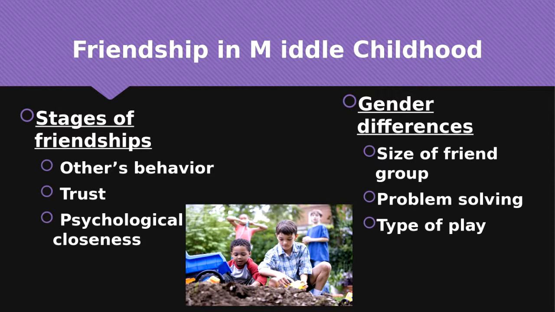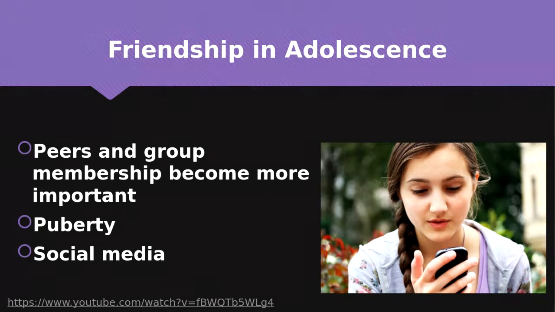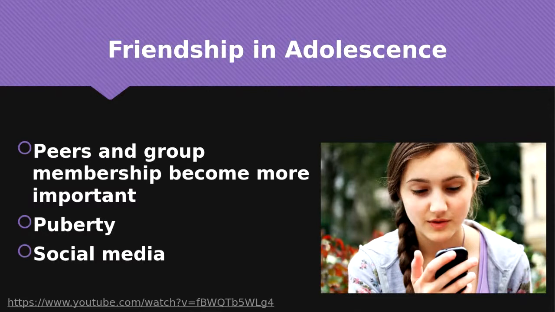Okay, so moving on to friendship in adolescence. So again, we see that peers and group membership are becoming even more important at this age. There's a couple reasons for this. Groups and peer relationships satisfy personal interests and provide the adolescent with information. Some groups provide prestige or power, or status. Peers provide opportunity for social comparison. Social comparison is where you compare yourself to other people to see how you're doing in life, essentially.